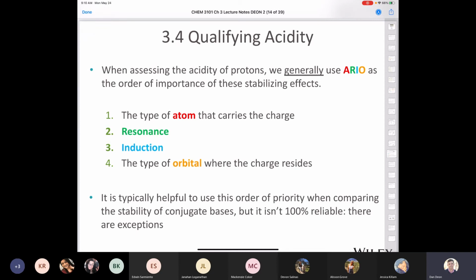However, ARIO is going to be handy almost Avogadro's number of times in organic chemistry. And I'm going to get you to apply it too. I'm going to get you to use it. But what I want you to know about ARIO is this.